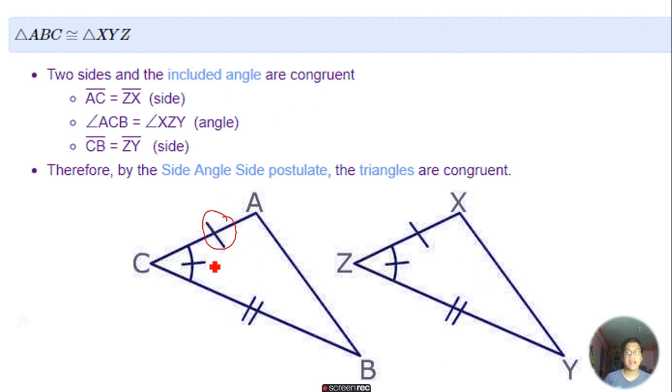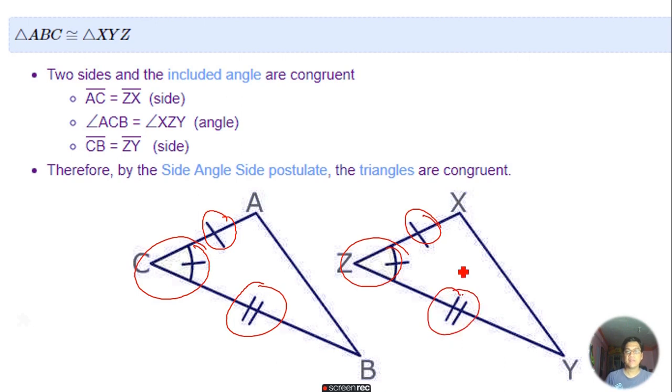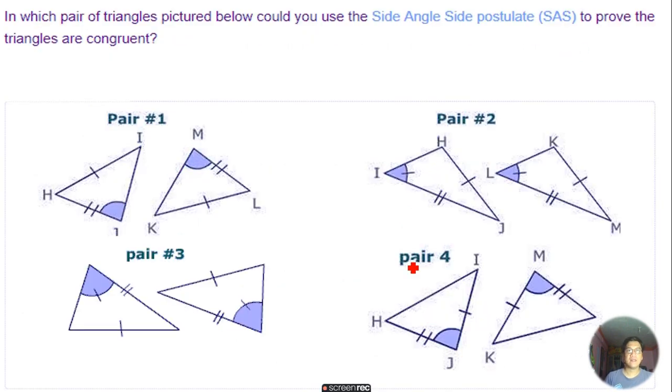Side, an included angle here, and then another side. So, remember, it must be an included angle for us to illustrate properly the SAS. Okay, and also the pairing here. Now, let's try to determine in which pair of triangles pictured below you could use the side angle side postulate, or the SAS, to prove that the triangles are congruent. So, which of these pairs illustrates the side angle side congruence postulate?